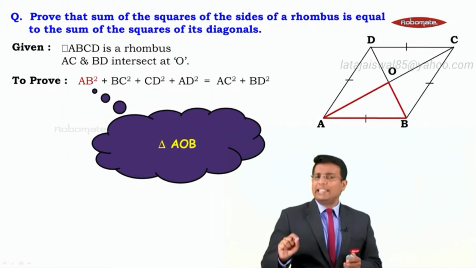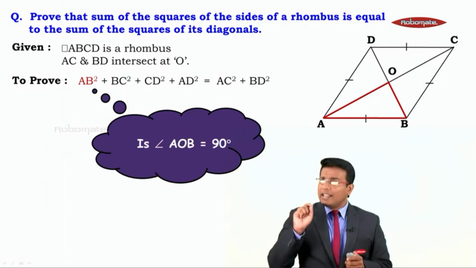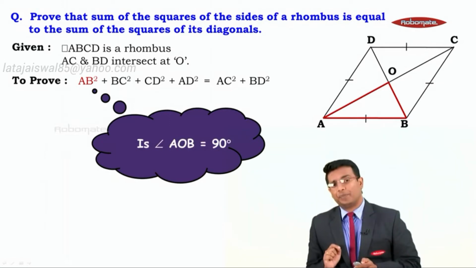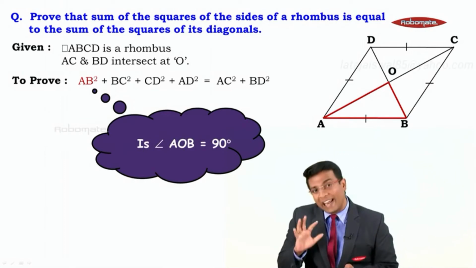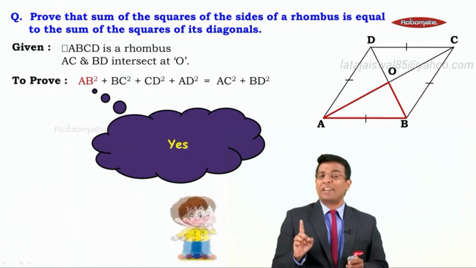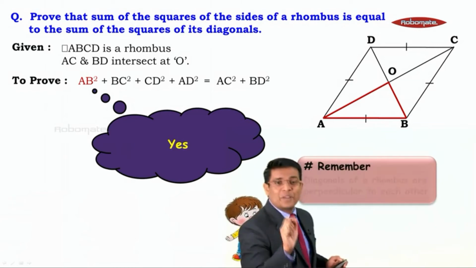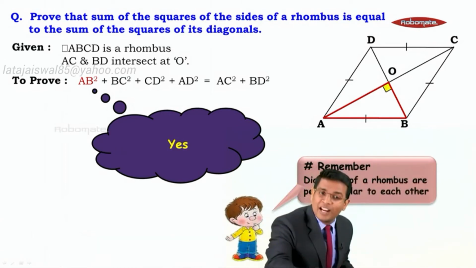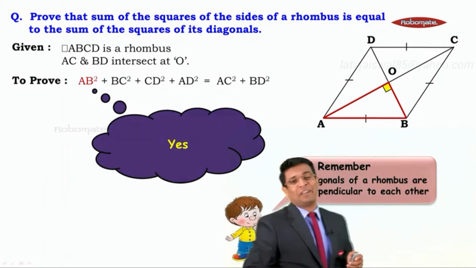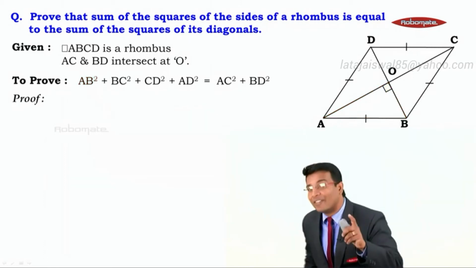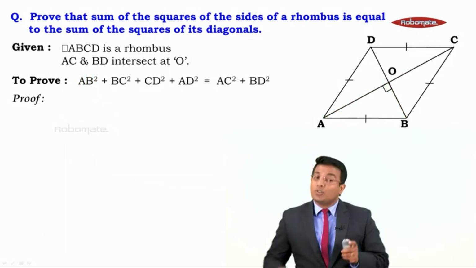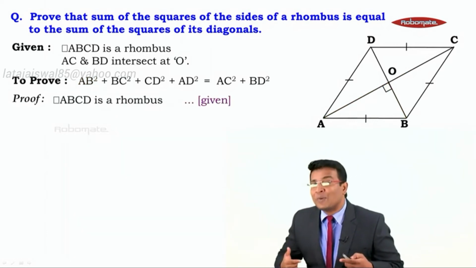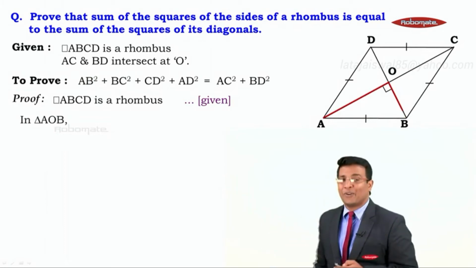Now in that triangle, is angle AOB 90 degrees? Right now, no. But can it be 90 degrees? Yes, it can be 90 degrees. You know why? Because remember that diagonals of a rhombus are perpendicular to each other. That is why that angle will be 90 degrees. That means now we have a right angle triangle. So if it is a right angle triangle, can we apply Pythagoras theorem to get AB square? Yes. So we are going to do that now.